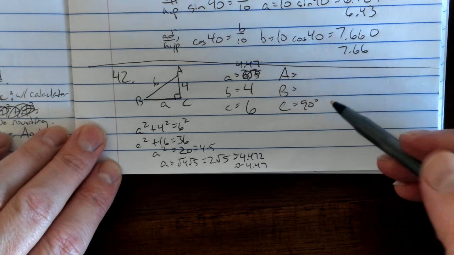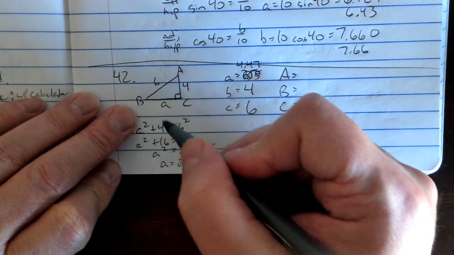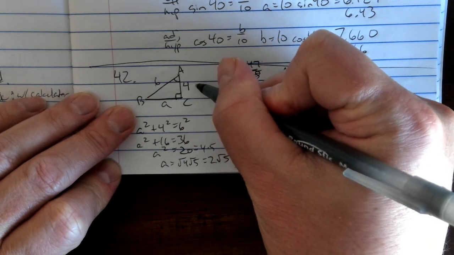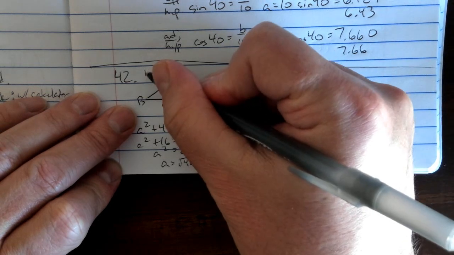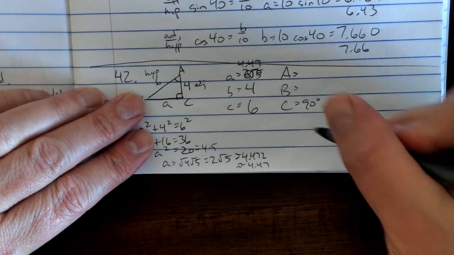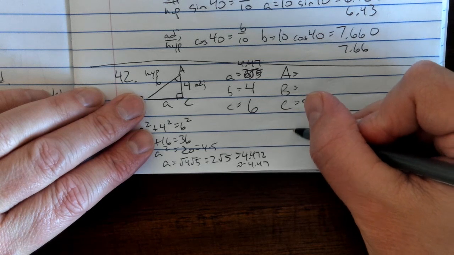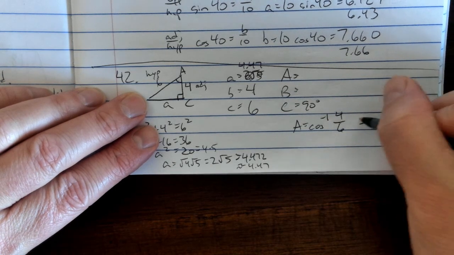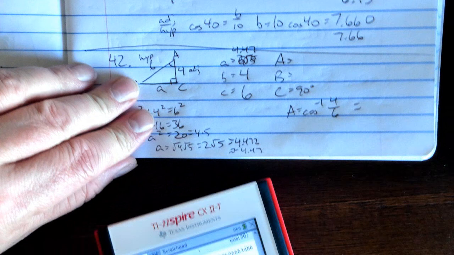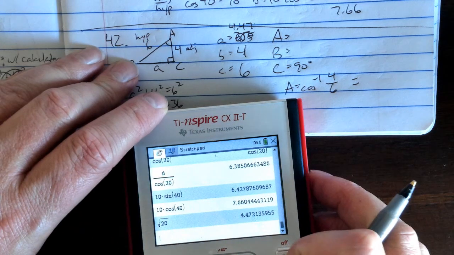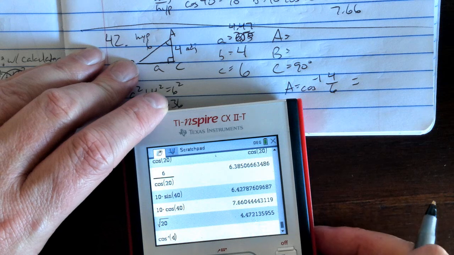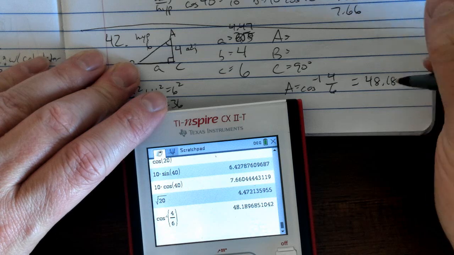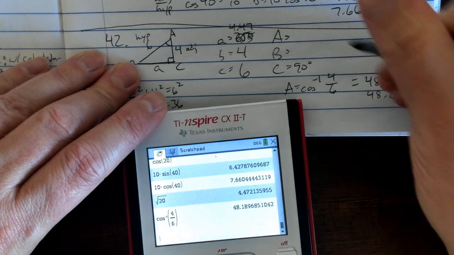And then for your angle, to get A, this would be your adjacent, and this would be your hypotenuse. So that would be cosine. So A would be inverse cosine 4 over 6. And that's 48.189, and so that'd be 48.2 degrees.